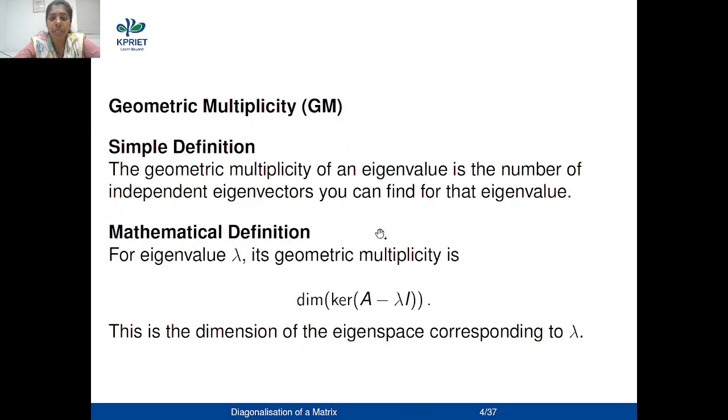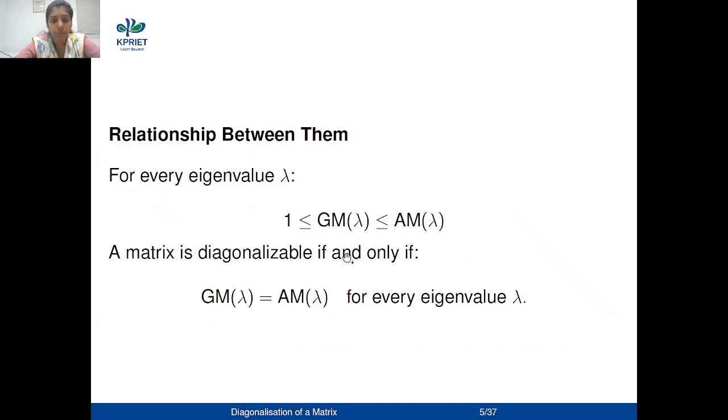The geometric multiplicity is the number of independent eigenvectors obtained for each eigenvalue. Another way of finding the geometric multiplicity is the dimension of the kernel of A minus lambda I. And the relationship between the geometric and arithmetic multiplicity is that the geometric multiplicity is always greater than or equal to 1, and less than or equal to the arithmetic multiplicity. So if the arithmetic and geometric multiplicities are equal for each and every eigenvalue of the given matrix A, then we can say the matrix is diagonalizable.